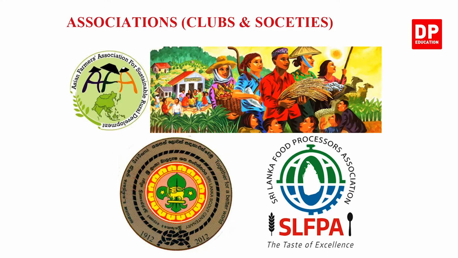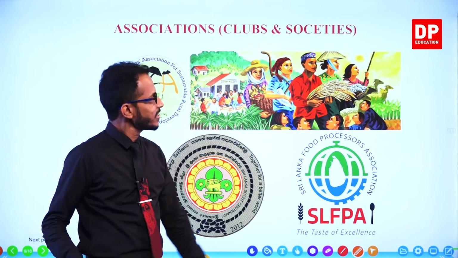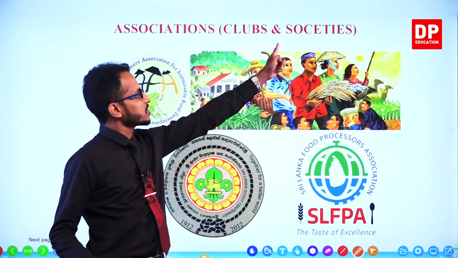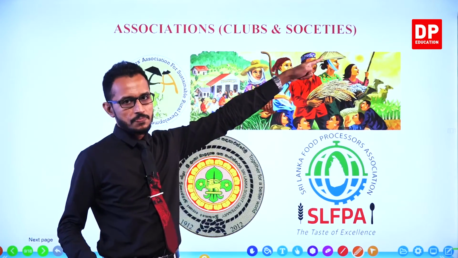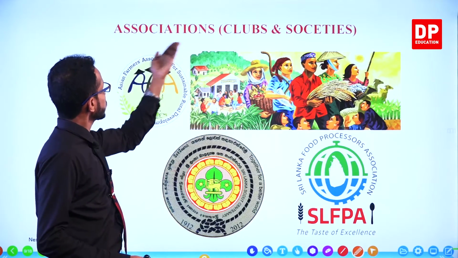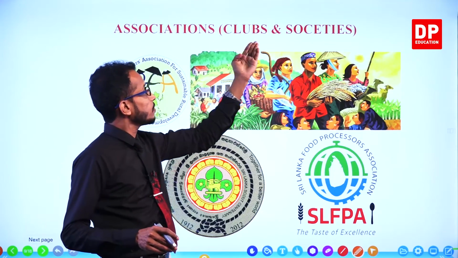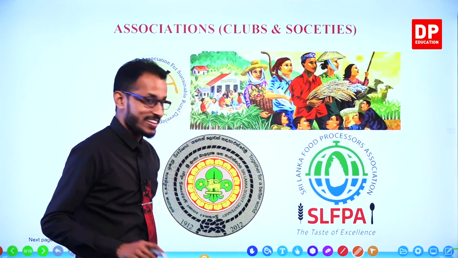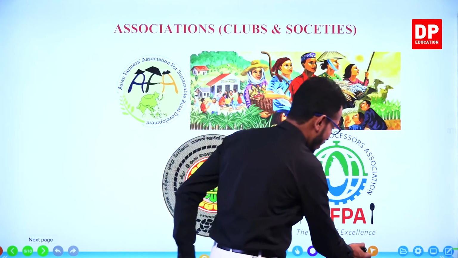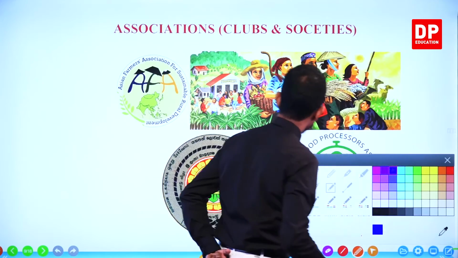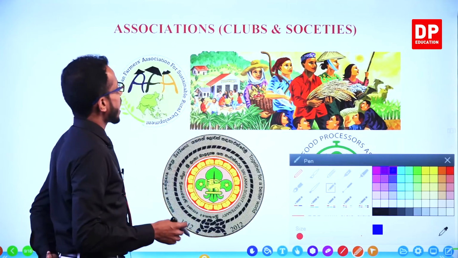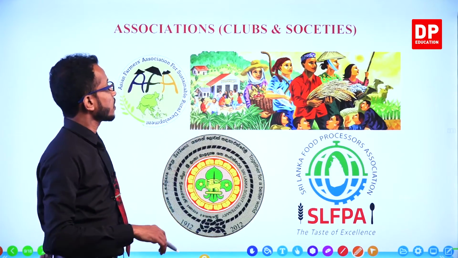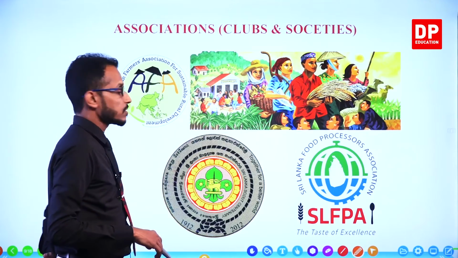Here you go. Colorful pictures. What are these? Associations, clubs, and societies. Associations, or we call them clubs or societies. Not nightclubs, children. Okay, let's find out. Clubs and societies.